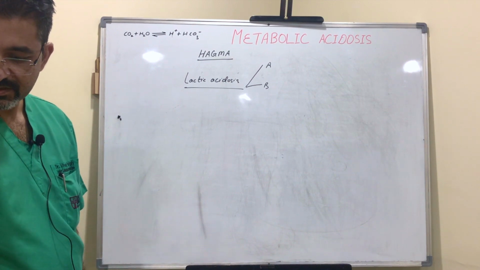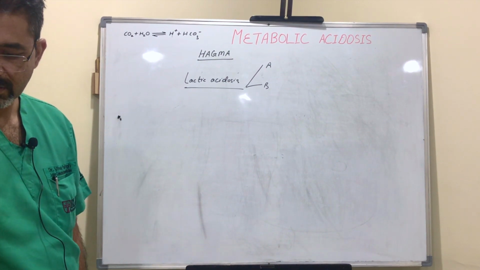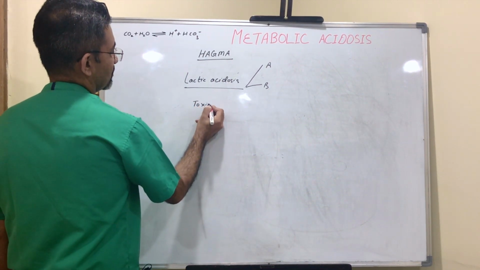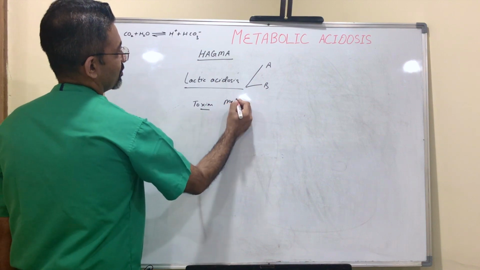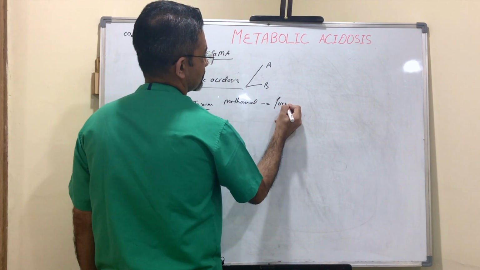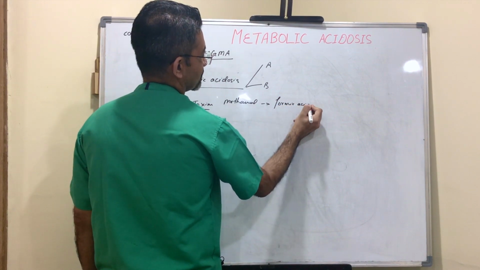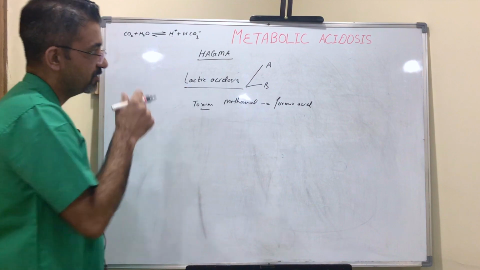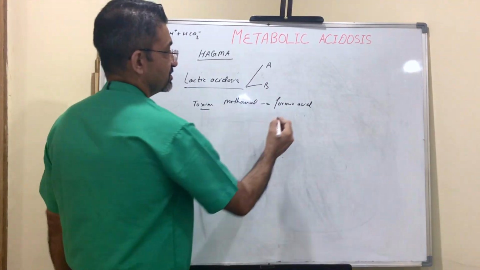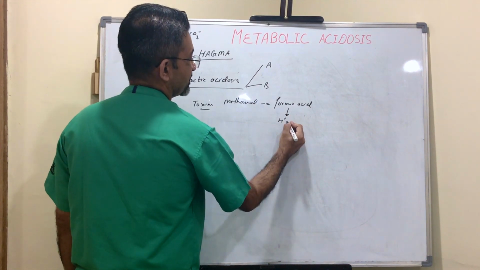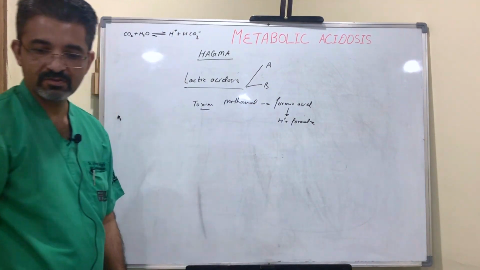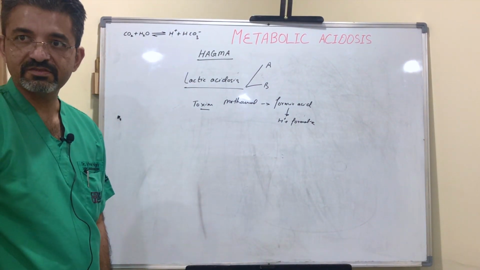The last one would be toxins. In toxins, it's simple. You have methanol, which converts into formic acid, very toxic for our eyesight and our nerves. So methanol gets converted into formic acid. Formic acid will be converted into H ions and formate, which will give rise to your acidosis.